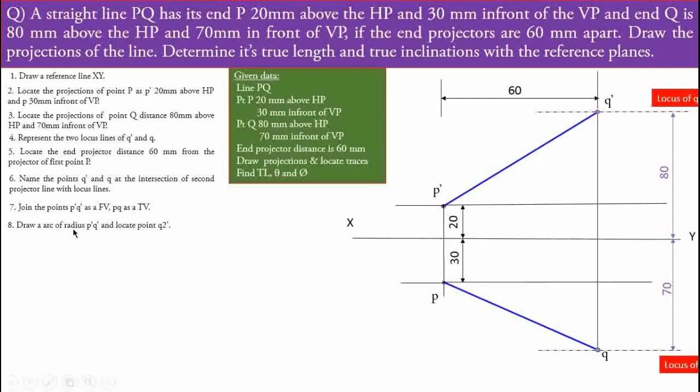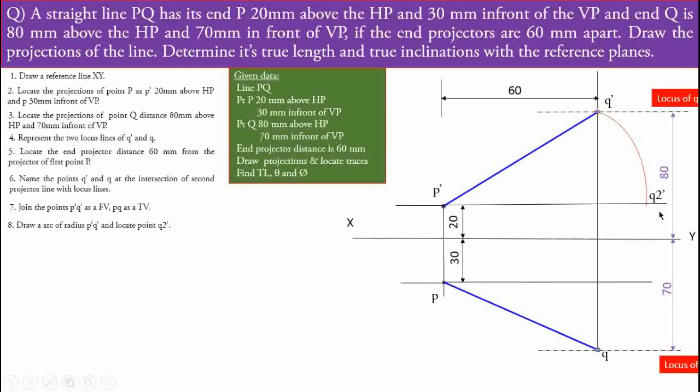Draw a arc of radius p dash to q dash and locate the point q2 dash. Means we have to draw the arc by considering p dash to q dash as a radius, p dash as a center, and we have to draw the arc in this way. Just you can observe, we have to draw up to the horizontal line which is passing from the p dash and name that point as a q2 dash.